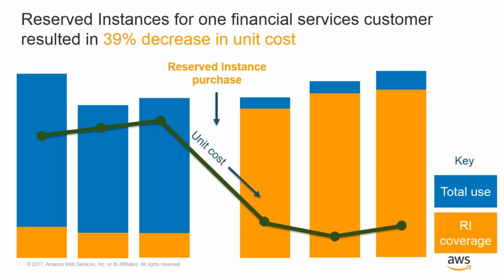And so the impact of that, for some customers, has been such as a 39% decrease in unit costs. And so you can see in this example, after the third month, the customer purchased a significant amount of reserved instances, and you can see the RI, or reserved instance, coverage go up, and this drove a large decrease in unit cost.